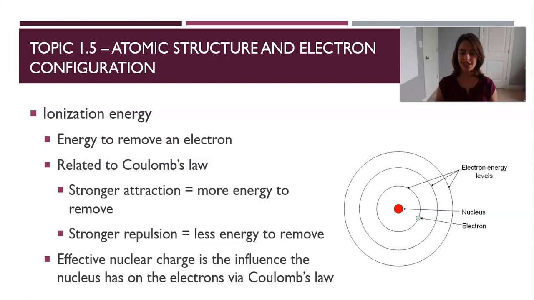Effective nuclear charge is the influence that the nucleus has on the electrons via Coulomb's law. Here's what that means. Your nucleus is made up of your protons and your neutrons. Your neutrons have no charge, your protons are positive. Electrons are negative. So your positives are going to have a pull on the negative electrons. The more positive you have in your nucleus compared to the electrons in your energy levels, the greater effect it's going to have on those electrons. A lot of this has to do with distance as well. When we talk about periodic trends, we're going to use this to explain why things with a greater positive nucleus require more energy to remove those electrons.